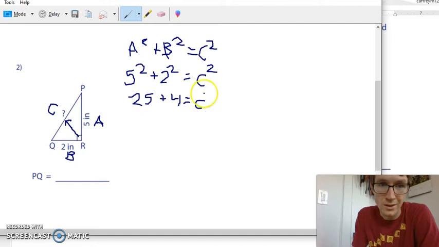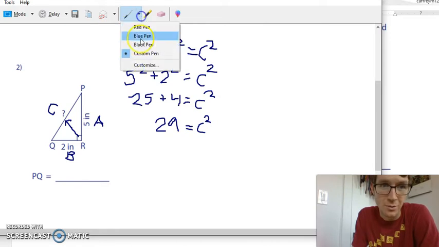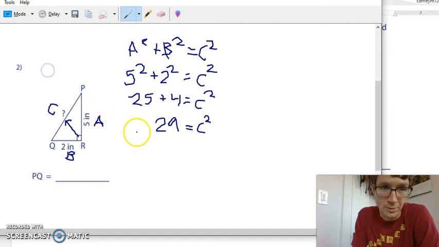So C squared is equal to 25 plus 4. So that's equal to 29. So a lot of people want to stop here, but we're not quite done yet. We know C squared is 29. We want to know what C is by itself. So how do we get rid of this little 2 up here? And the way you do that is you have to take the square root of both sides of the equation. So I'm going to take the square root of 29 and take the square root of C squared.